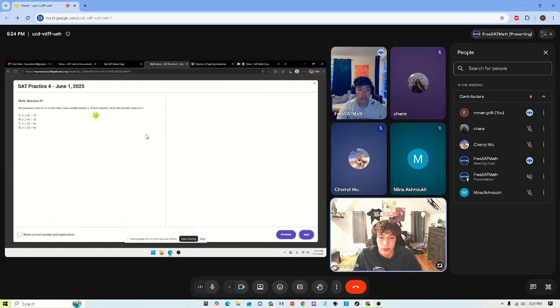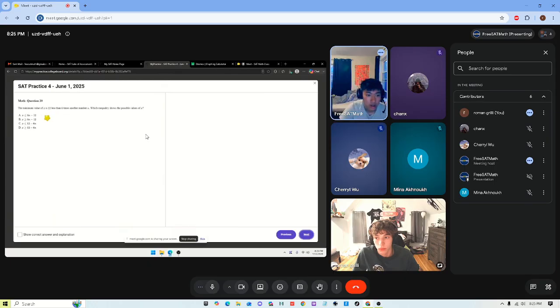Okay, these questions should get harder, because 20, 21, and 22 are usually the hardest ones. The minimum value of x is 12 less than 6 times another number n. Which inequality shows the possible values of x?